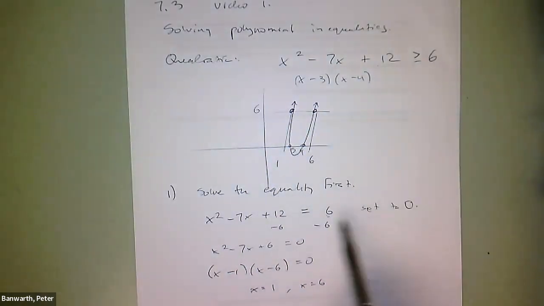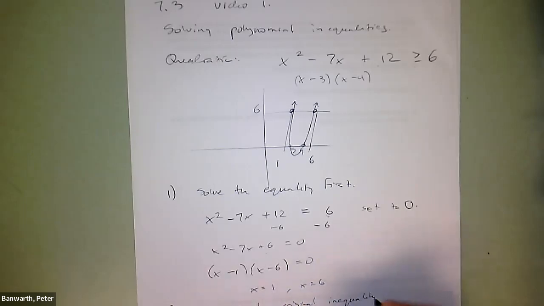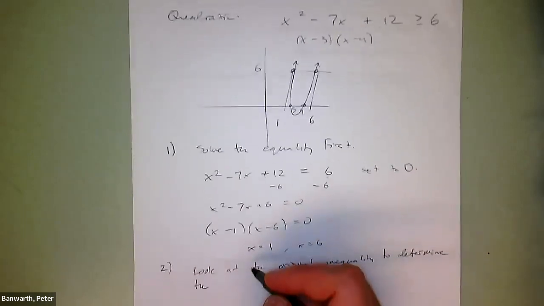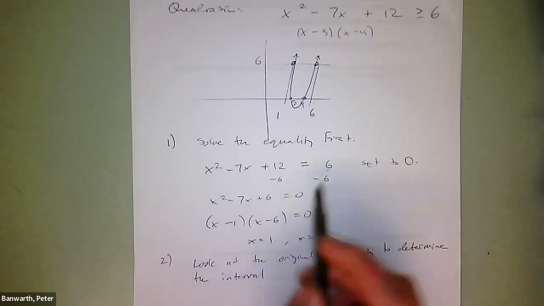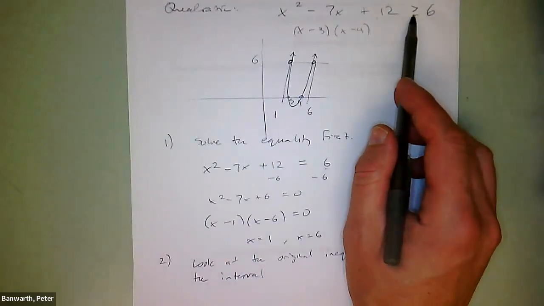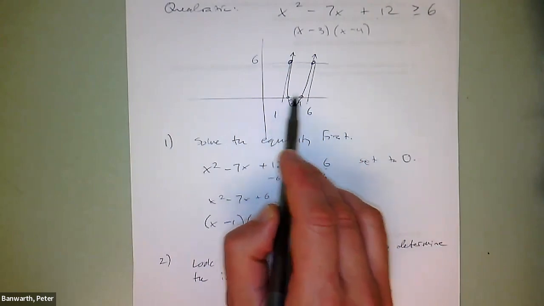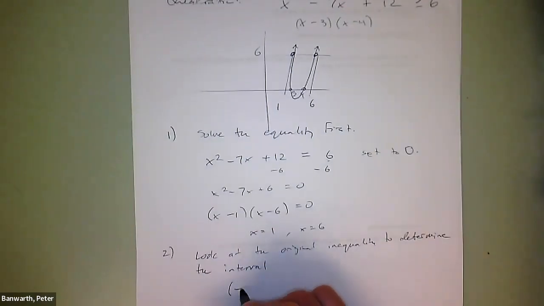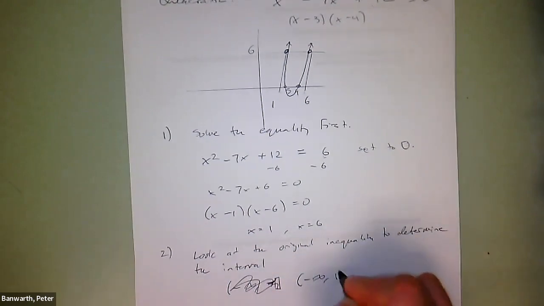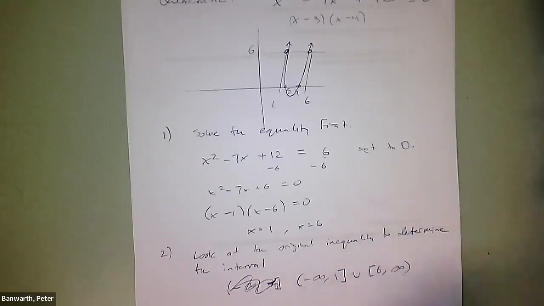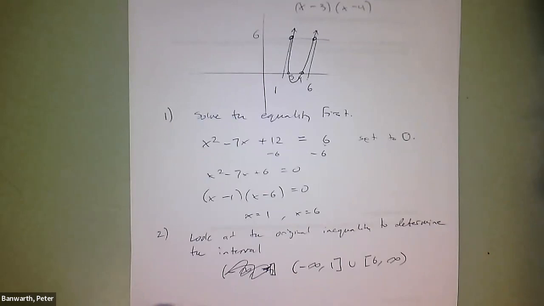And then I just need to know when it works. So step 2 is look at the original inequality to determine the interval. Here I wanted it to be greater than or equal to 6. And so I know it'd be less than or equal to 6 if I'm between x equals 1 and x equals 6. So the solution must be anything from -infinity up to 1, and anything from 6 going out towards +infinity. And I've solved it.